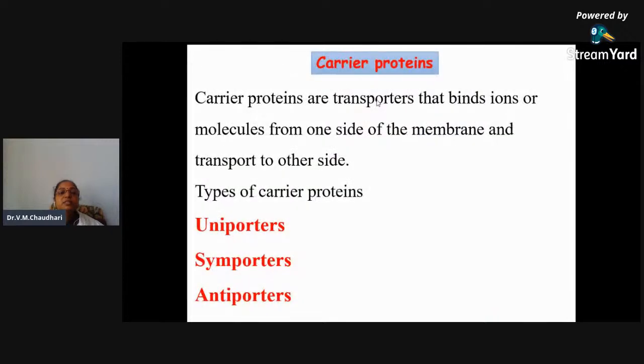Okay, so next is the carrier proteins. Carrier proteins are the transporter proteins or transporters that bind to the ions or molecules from one side of the membrane and transport them to the other side. What are the carrier proteins? Carrier proteins are the transporter proteins or transporters which bind ions or molecules from one side.